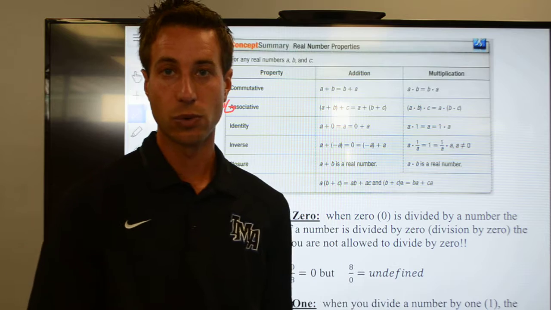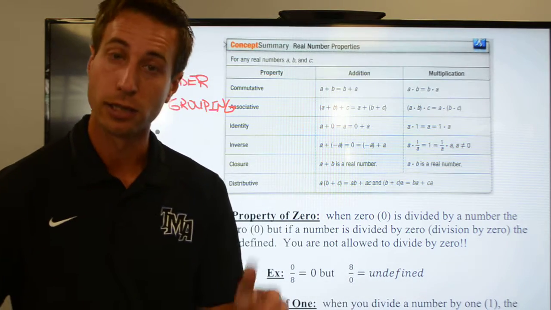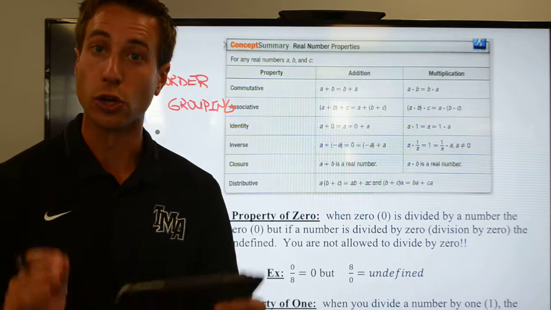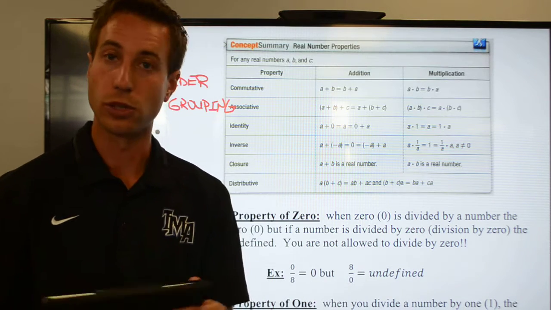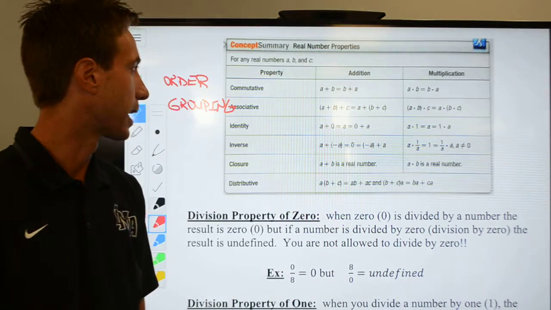However, again, like you were warned in Algebra 1, the associative property does not apply to subtraction and division. Grouping matters when doing subtraction and division. So this is only addition and multiplication.